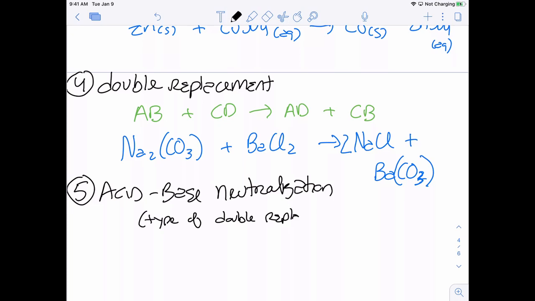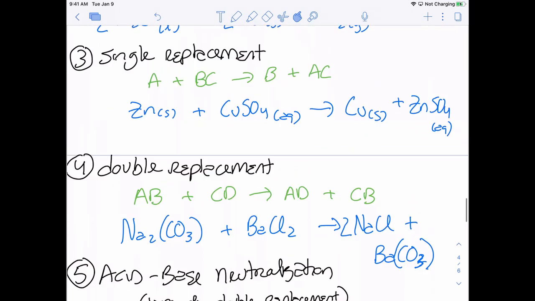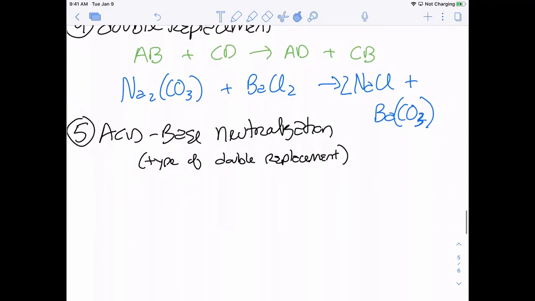The example that I did in the last video for balancing that had water, and I thought of water as HOH, that was an acid-base neutralization reaction. So what we're doing in this one is my acid is reacting with a base. We're producing water as one of our products, and then a salt as the other.